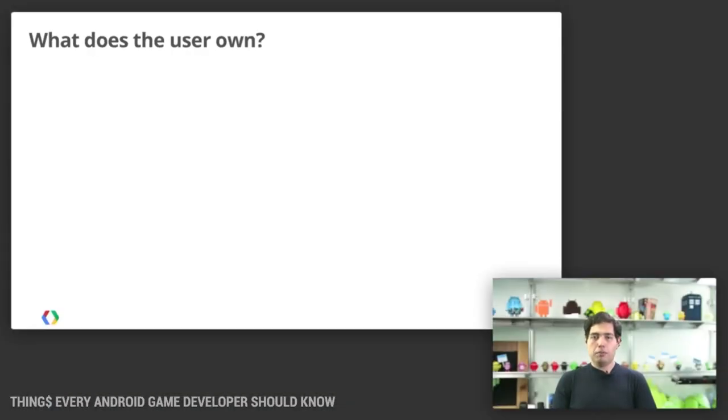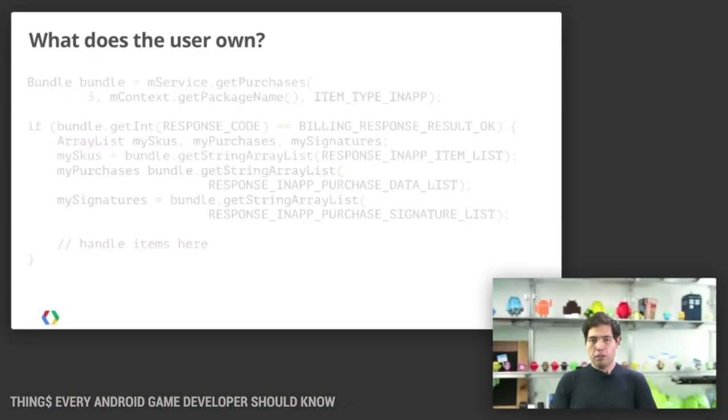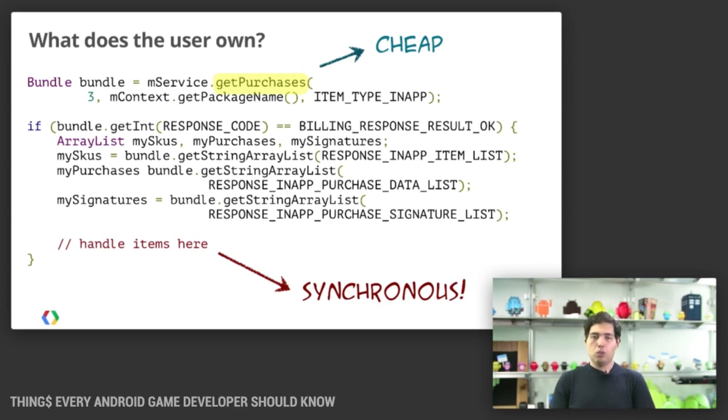Now, how do you get a list of the items that the user owns? You just call getPurchases. Remember that this call is actually pretty cheap, and also notice that you get the results right away without having to implement any funny callbacks.